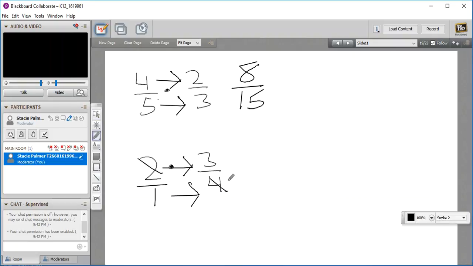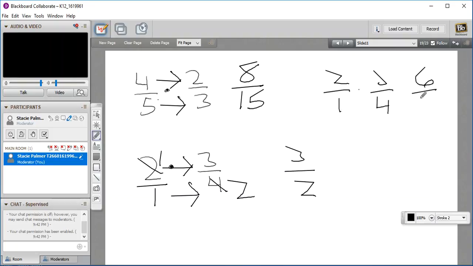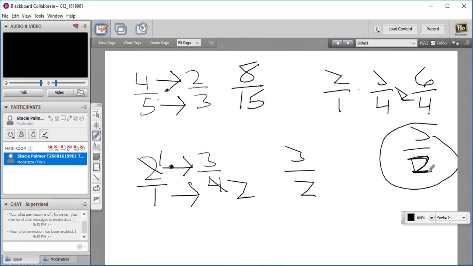2 can go into 4 2 times. So we would have 1 times 3 is 3, 1 times 2 is 2. If you don't simplify in the beginning, so like if you take 2 over 1 and multiply it by 3 over 4, you get 6 over 4, and you need to simplify when you're done. So 2 goes into 6 3 times, 2 goes into 4 2 times. So either way you do it, if you simplify first and then multiply, or multiply and then simplify, you still get the same answer.